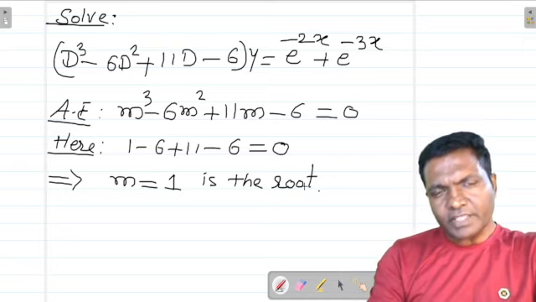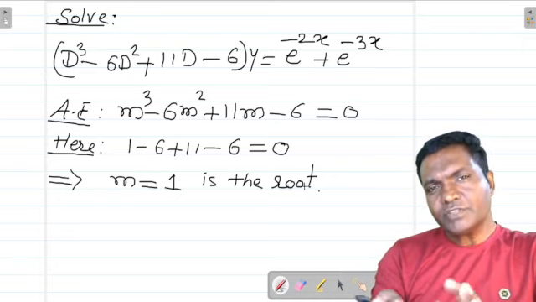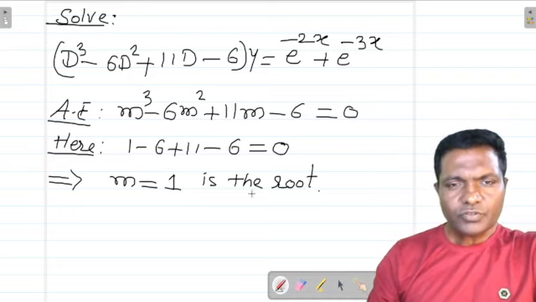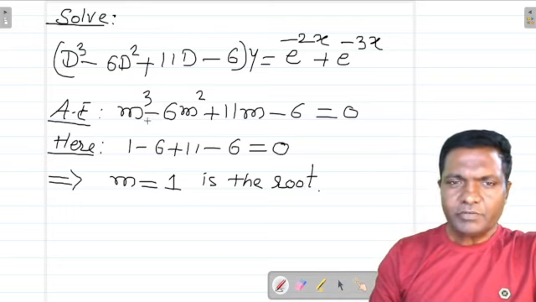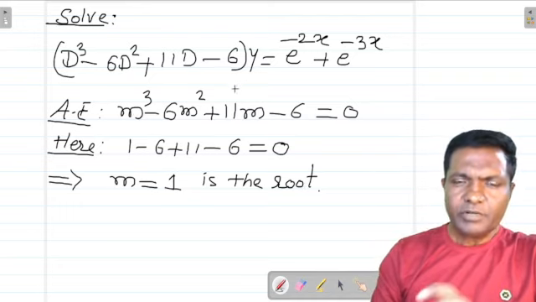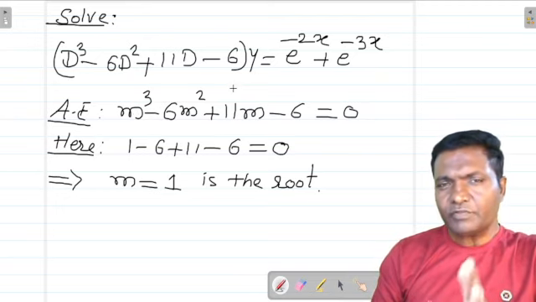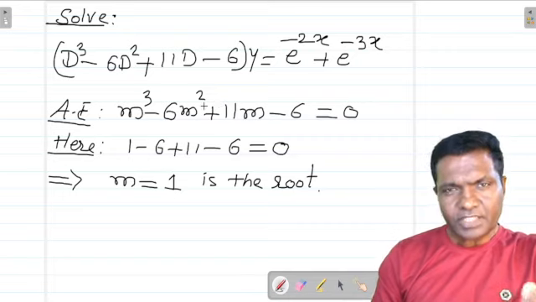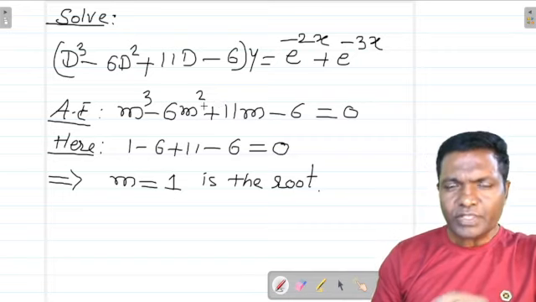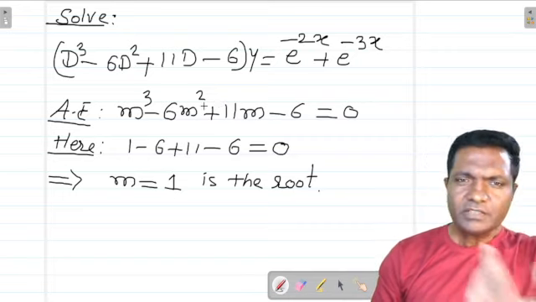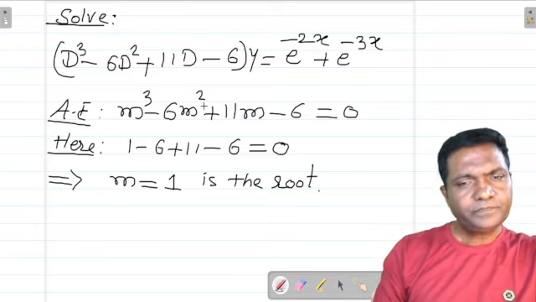There is one more test to check whether minus 1 is a root or not. Add the alternate coefficients. If the sum of the coefficients of the first and third terms is equal to the sum of the coefficients of the second and fourth terms, then minus 1 is going to be the root. So we'll discuss this in the later part.